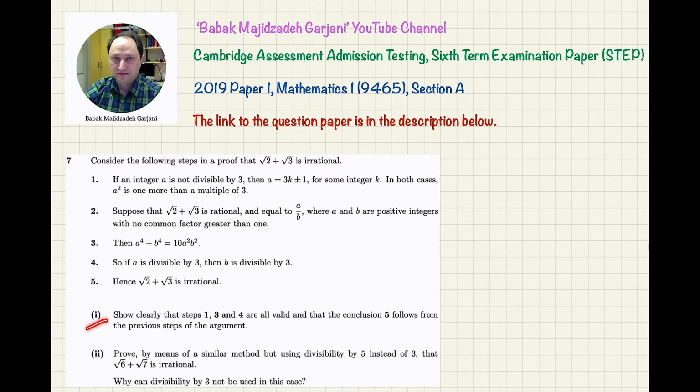Part 1 of the question. Show clearly that steps 1, 2, 3, and 4 are all valid and that the conclusion 5 follows from the previous steps of the argument.